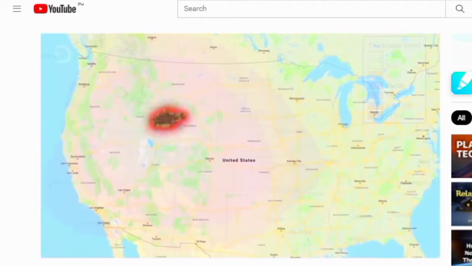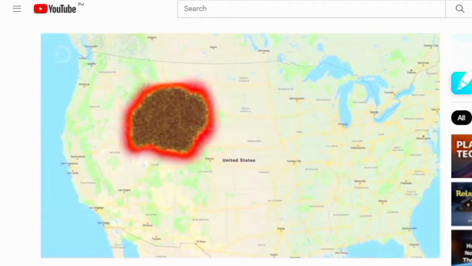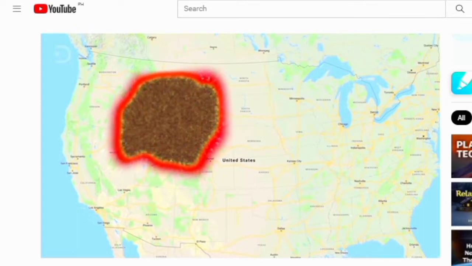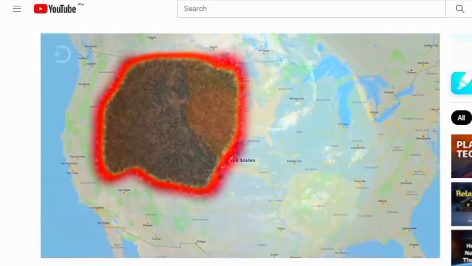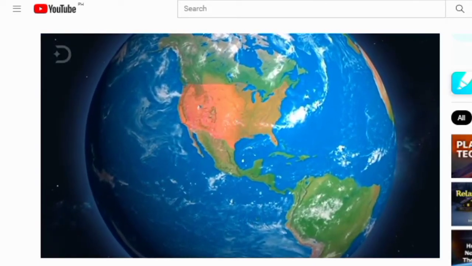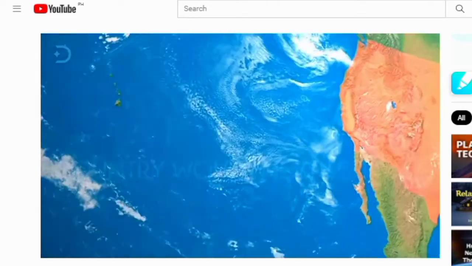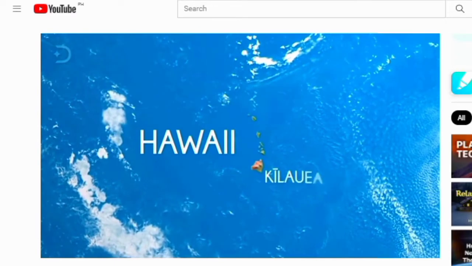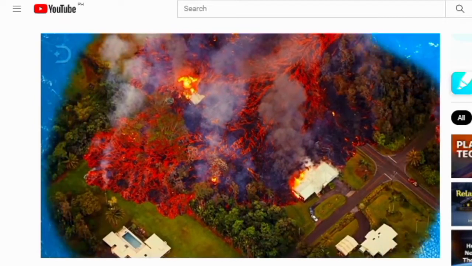If it erupted, it would spew hot volcanic ash for miles across the USA, damaging everything in its path, wiping out crops, and would shut down power plants. There would be mass chaos unlike anything we've witnessed. Damages would be in the billions of dollars, and it's likely the country would never survive. In Hawaii, we have recently witnessed the incredible destruction of an erupting volcano when Kilauea began erupting on April 30th, 2018. Cracks in the earth started to form before the eruption.